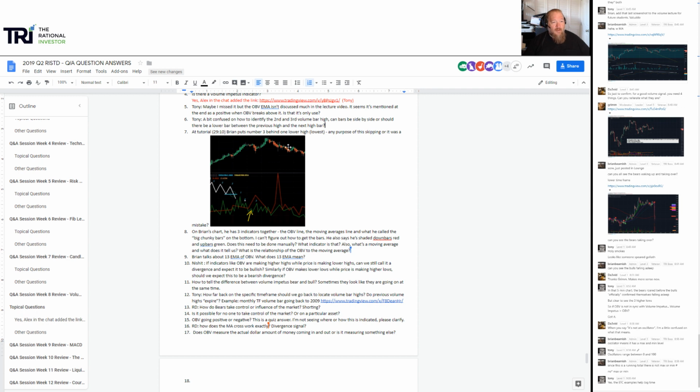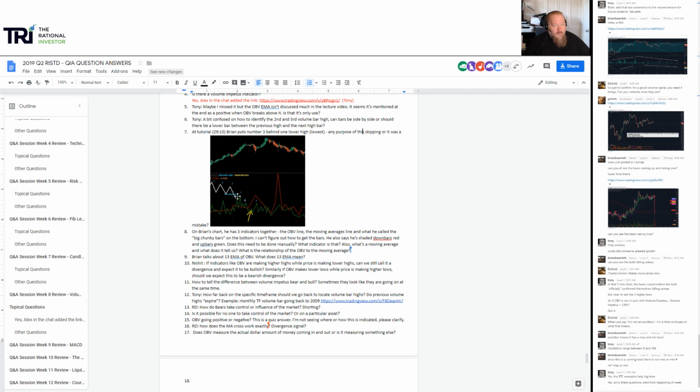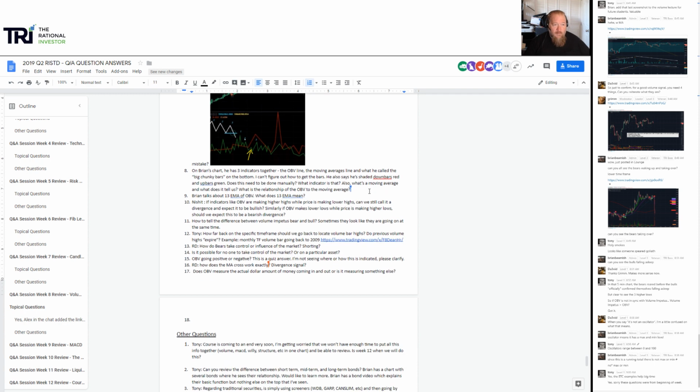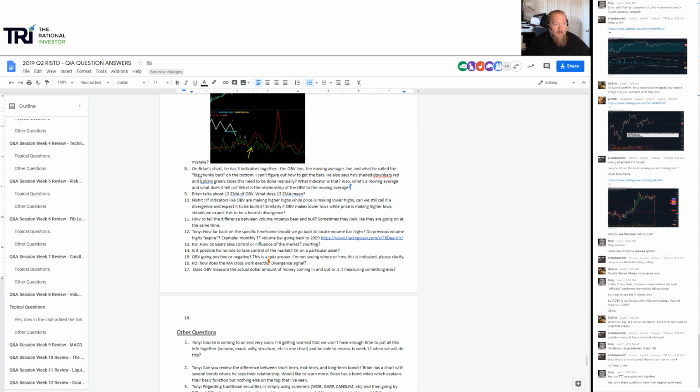All right, at 29.10, Brandon puts number 3 behind 1 lower high. Any purpose in skipping it, or was it a mistake? So the problem is this here, where you have the arrow drawn to, that was the 3rd lower high until this came in. Then this one came in, that became the new 3rd lowest high. If it had gone up here, it would have been the new 2nd lowest high. Hopefully that makes sense.